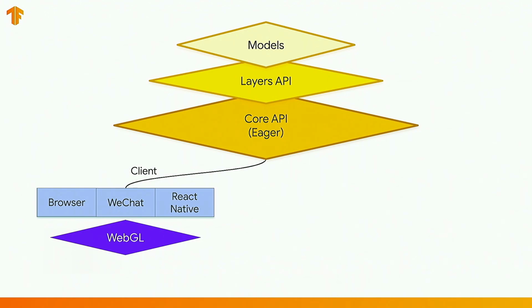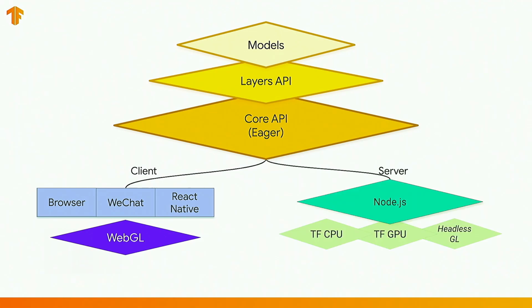On the client side, including on browser and on mobile platforms running hybrid JavaScript applications, our library is using WebGL for acceleration. It detects the WebGL version and automatically uses it. And on the server side in Node.js, we use the TensorFlow CPU and GPU C library under the hood. Soon, we will release support for a headless GL backend as well, which will provide GPU acceleration without dependency on CUDA.